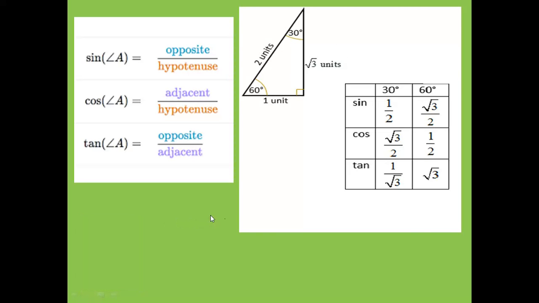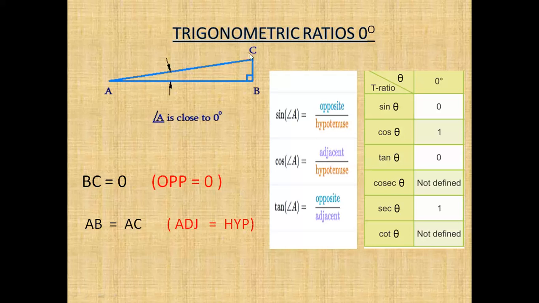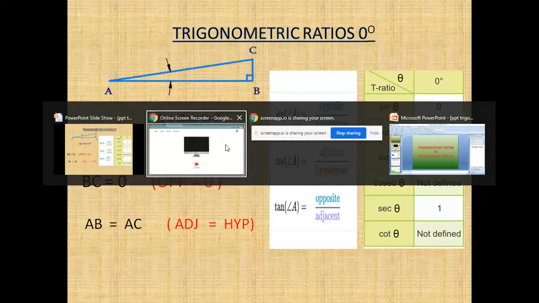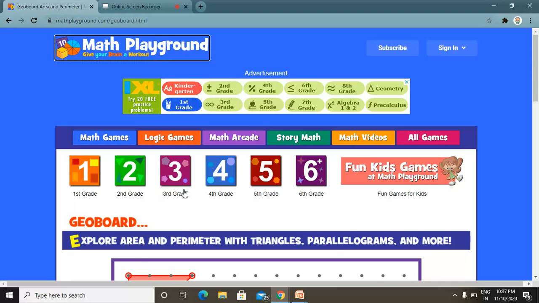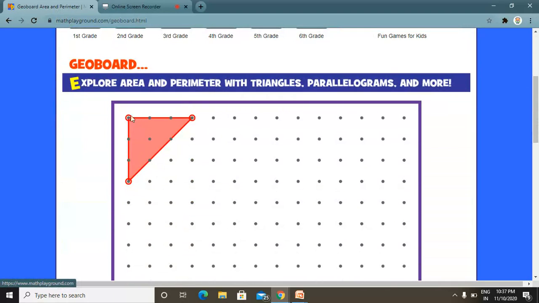Now, let us go to another topic. Trigonometric ratios of 0 degrees. So, how can you find the ratios for 0 degrees? For this, we'll go to a geoboard.